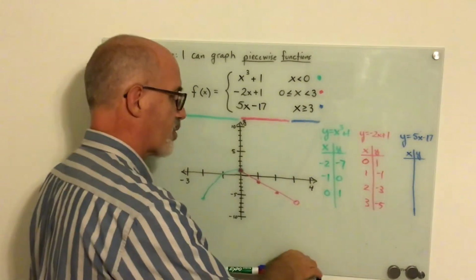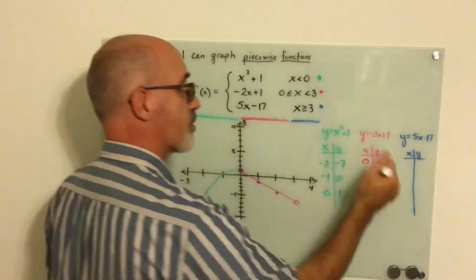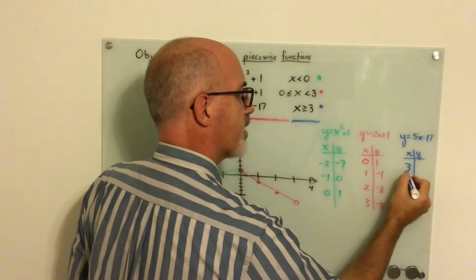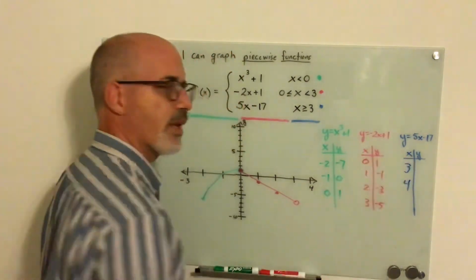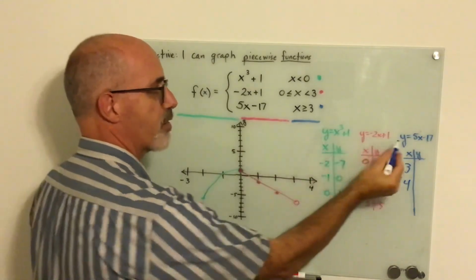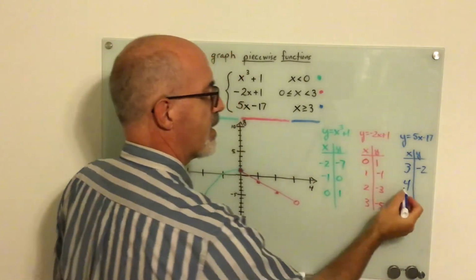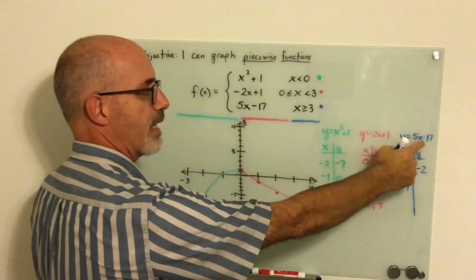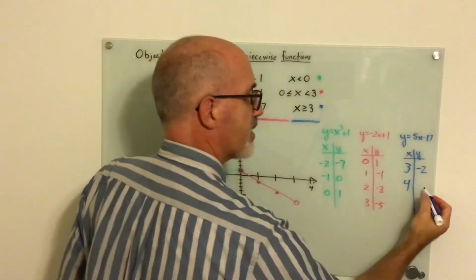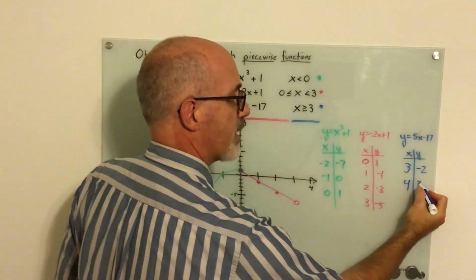So now let's try the last one. We're going to start at 3 here for this last one. So we'll put in 3 for x. I'll just put in 4. It's a linear equation, so if I get 2 points, I can plot the graph. So if I put in 3 here, I get 15 minus 17 is negative 2. Put in 4, I get 20 minus 17 is equal to 3.